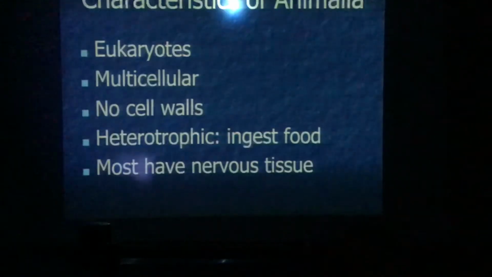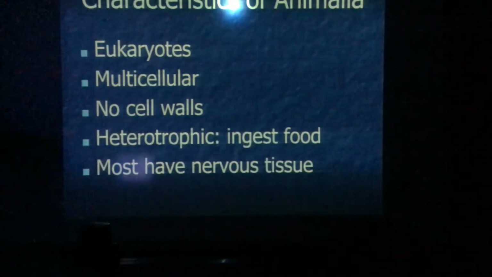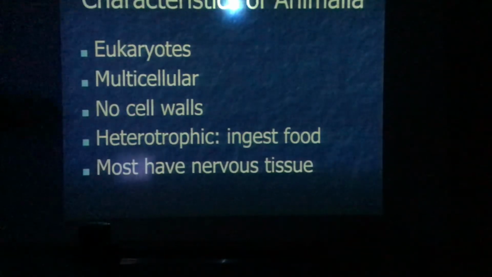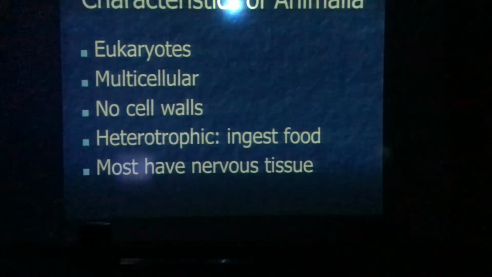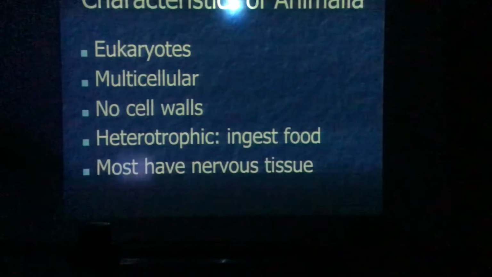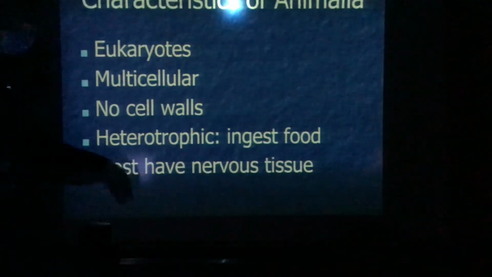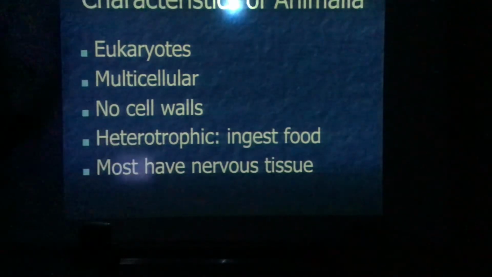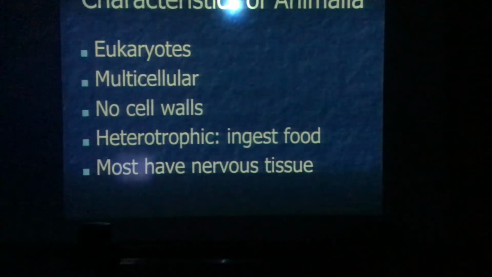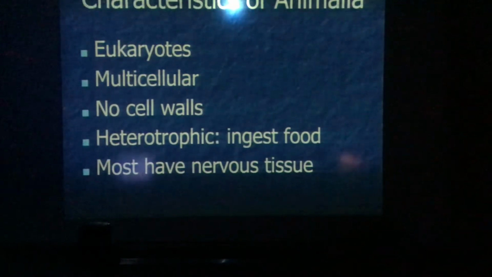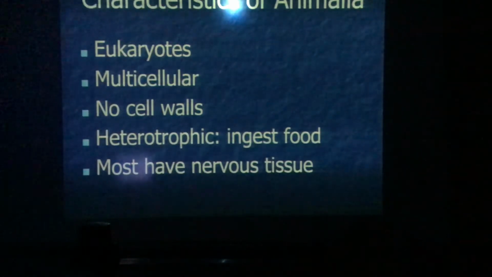Okay. And of course, we're in the animal kingdom. We're eukaryotic, technically multicellular. We have no cell walls. Heterotrophic, we ingest food. Biggest thing is most have some type of simple to complex nervous system. There are other things that fall in those parameters, but for our purposes we're not going to go extensively into that. Just showing you how easy it really is to put these things in their respective groups.